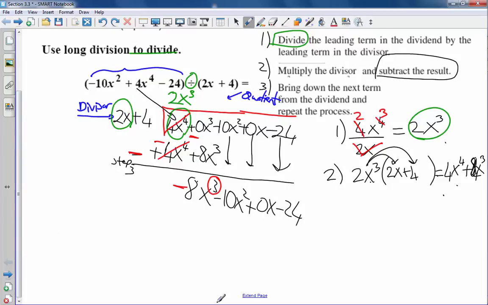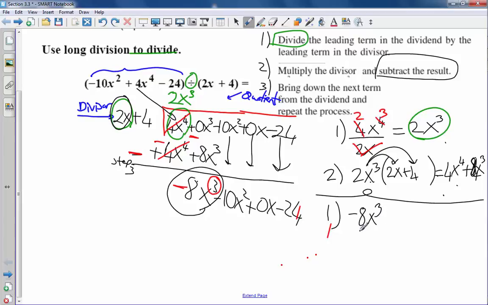Okay, let's do it one more time. 3 steps. I will just take a gap and redo 1 and 2 again. What is 1 and 2? This is my leading term. This is still my leading term of the left side. I will divide them first. Minus 8x cubed divide 2x. What is the result? Negative 4x squared. Perfect.